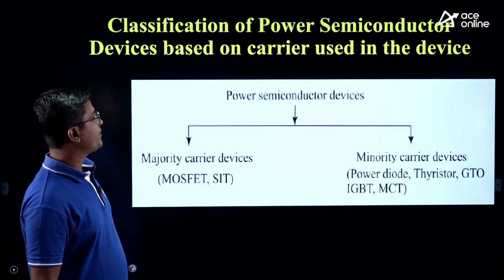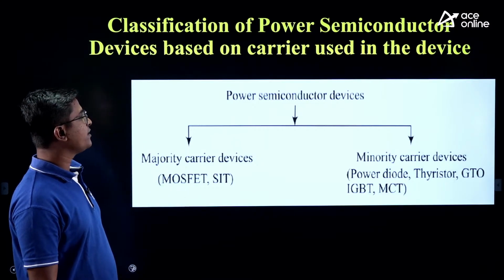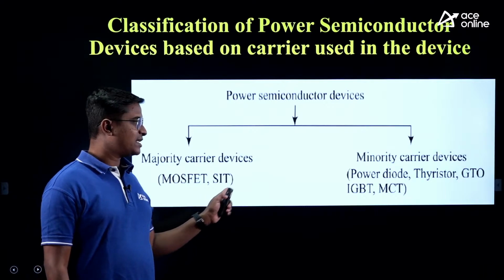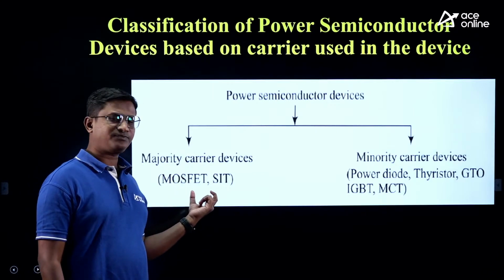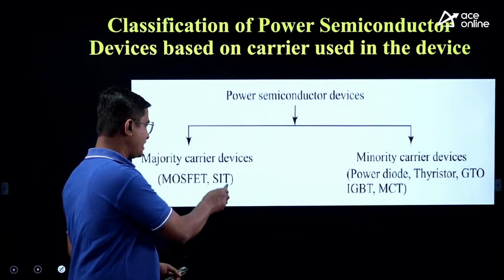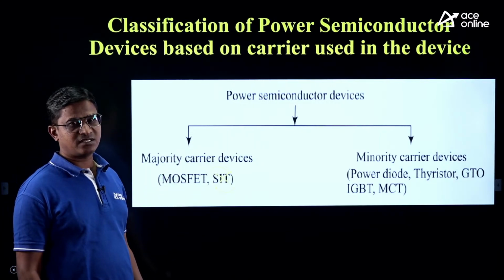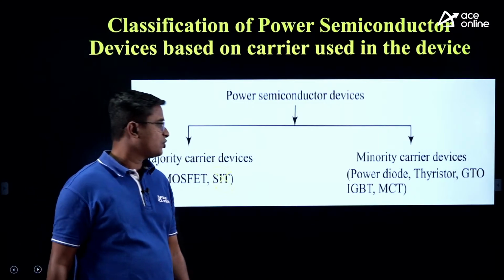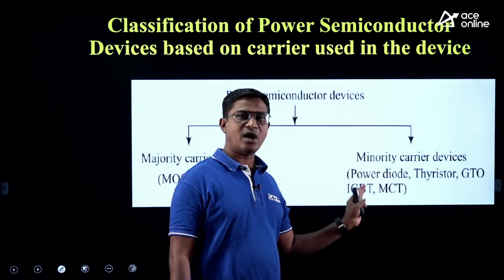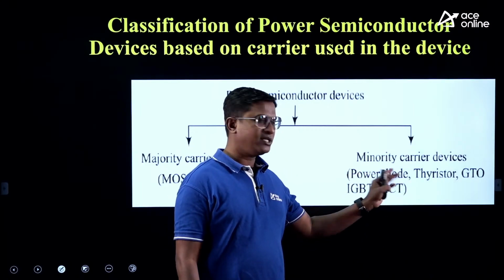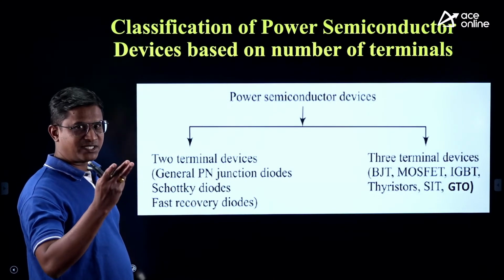Next, classification of power semiconductor devices based on the carrier used in the device. So majority charge carrier devices and minority charge carrier devices. In majority charge carrier devices we have only MOSFET and SIT. This SIT is not in your syllabus, so forget about it, okay. So only the MOSFET is a majority charge carrier device, whereas all other devices are minority charge carrier devices. Means your power diode, thyristor, GTO, IGBT, etc. all are minority charge carrier devices, okay. They have framed simple questions on this.